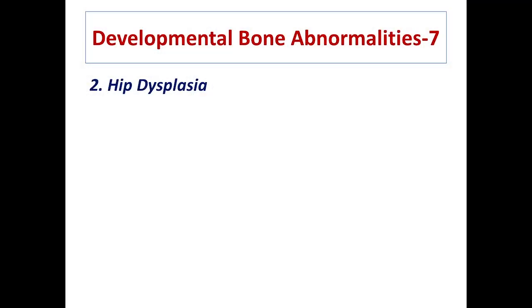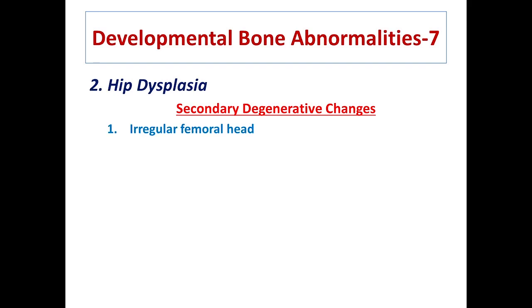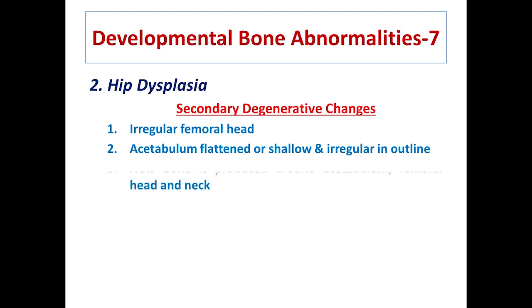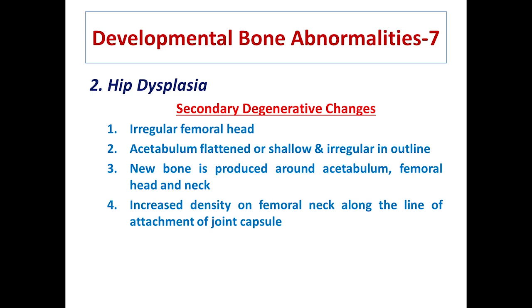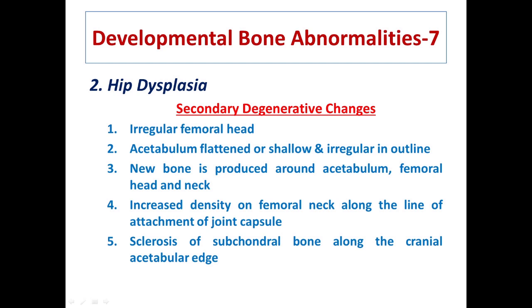Now, if we talk about the secondary degenerative changes that may also take place, there may be an irregular femoral head. The acetabulum also becomes irregular, and there will be increased density on the femoral neck due to new bone formation around the acetabulum, femoral head, and femoral neck. There will also be signs of sclerosis due to new bone formation on the subchondral acetabular edge.